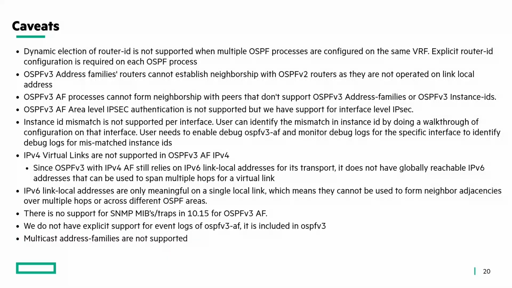Another set of caveats that I'd like to talk about: dynamic election of router ID is not supported when multiple OSPF processes are configured on the same VRF. Explicit router ID configuration is required on each OSPF process. OSPFv3 AF routers cannot establish neighborship with OSPFv2 routers as they do not operate on link local addresses. OSPFv3 AF processes cannot form neighbors with peers that don't support OSPFv3 AF or OSPFv3 instance IDs for that matter.